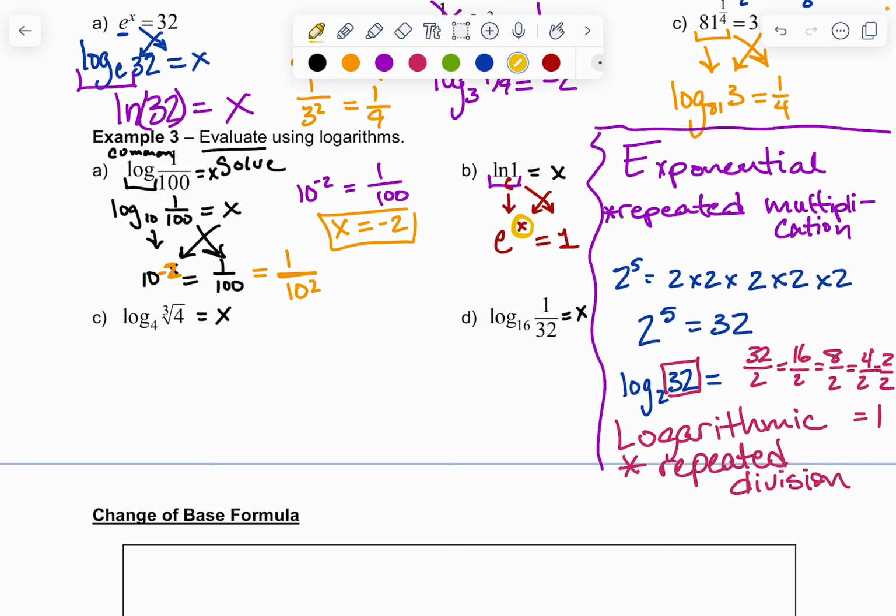Any number to a power that ends up equaling 1 had to have been raised to the power of 0. And so in this case, natural log of 1 is 0. And just in case you didn't know, that's true for any number. 16 to the 0 power is 1. 25,000 to the 0 power is 1. It's just an exponent rule.